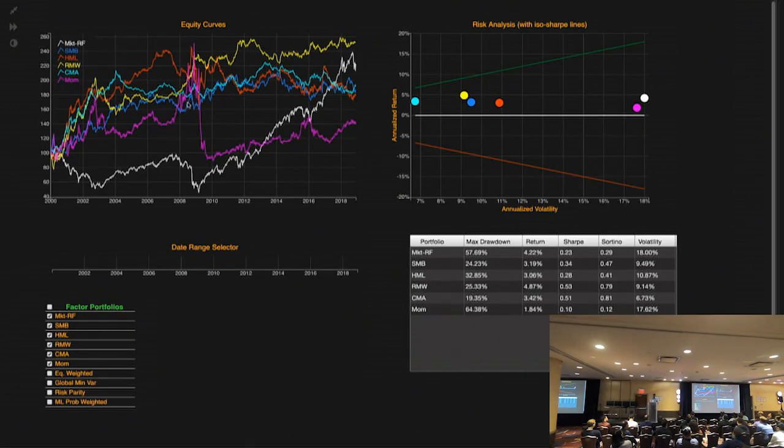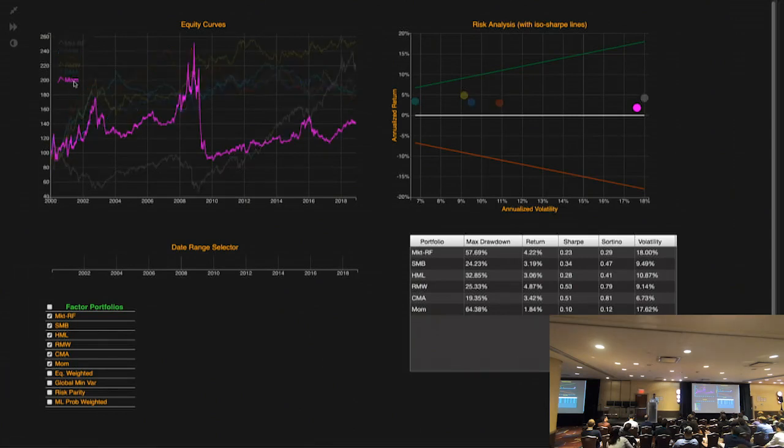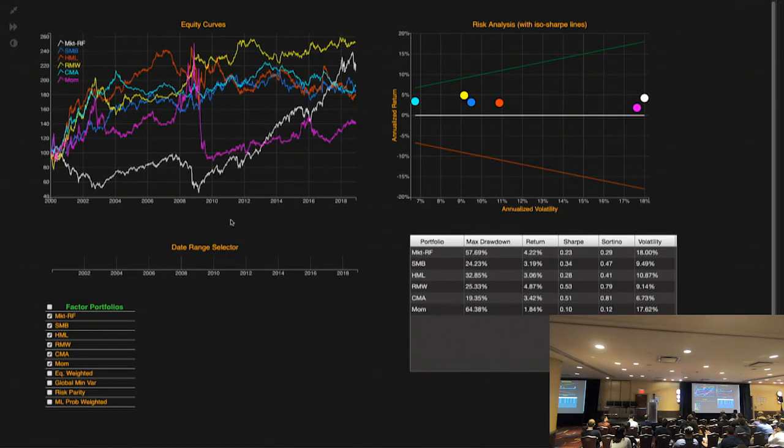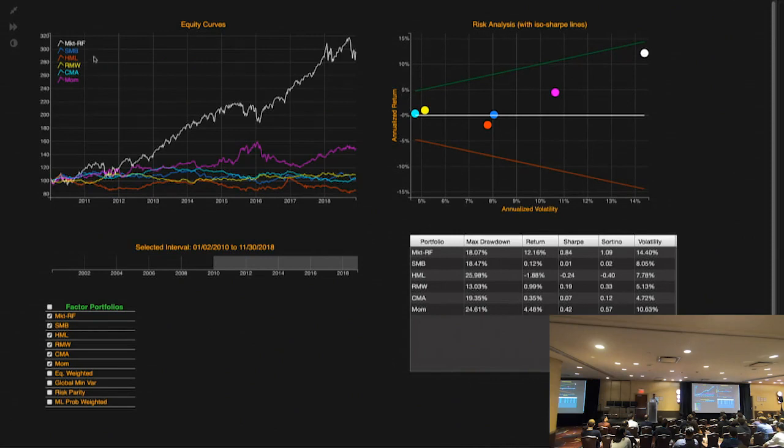This first chart is the time series of equity curves. Equity curves are nothing but the portfolio values. So let's say we invest $100 starting in year 2000, how the portfolio value evolves over time. And here I'm showing you the performance of all the single factors. We can see the cyclical nature of factors here. For example, we can see the momentum crash of 2009. And if you look at the more recent periods, we can see the market factor is totally dominating all the other factors.